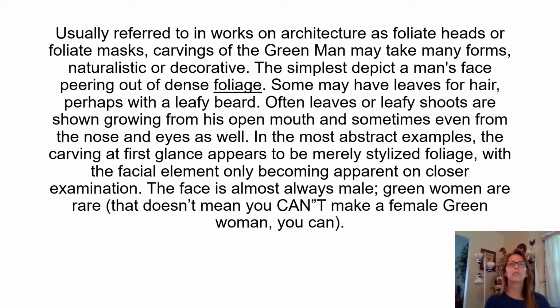Usually, the Green Man refers to works on architecture as foliated heads or masks. All right, carvings of the Green Man may take many forms. They could be realistic, they could be naturalistic, they could be very decorative. The simplest depicts a man's face peering out from dense foliage, so you can actually see the face, and then you've got all these leaves around it. Some may have leaves for hair or a beard. Often the leaves or the leafy shoots grow from the open mouth or out of the eyes or the nose.